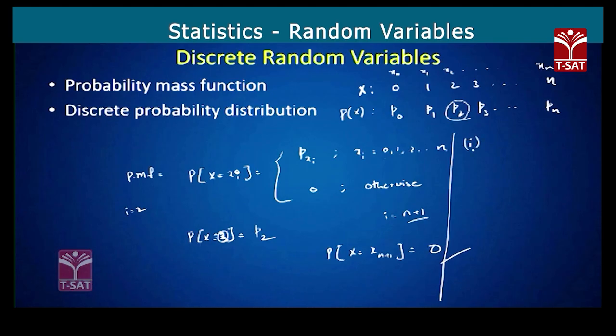There are 2 points you have to remember. The probability, what are the probabilities it is assuming? P0, P1, P2, P3, so on to Pn. Let's consider Pi, where i takes values from 0 to n. It must be greater than or equal to 0 always.